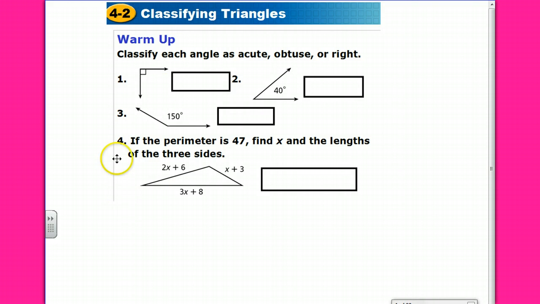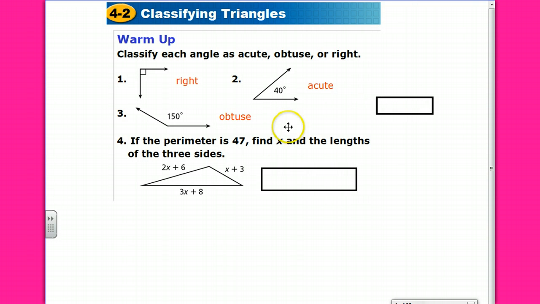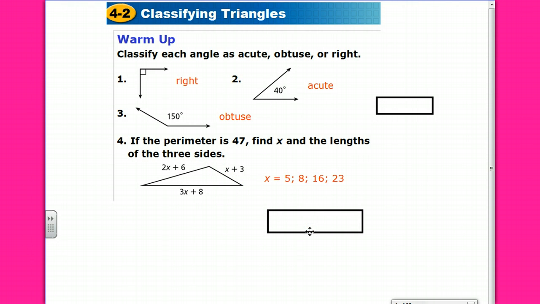Okay, so as you know, this angle 1 is a right angle. Angle 2, acute. And what do we call this? Obtuse. If the perimeter here is 47, then you know what we need to do with these sides. That's right, we add them up and set it equal to 47, solve for x, and you should have had x equals 5. So the lengths are 8, 16, and 23.